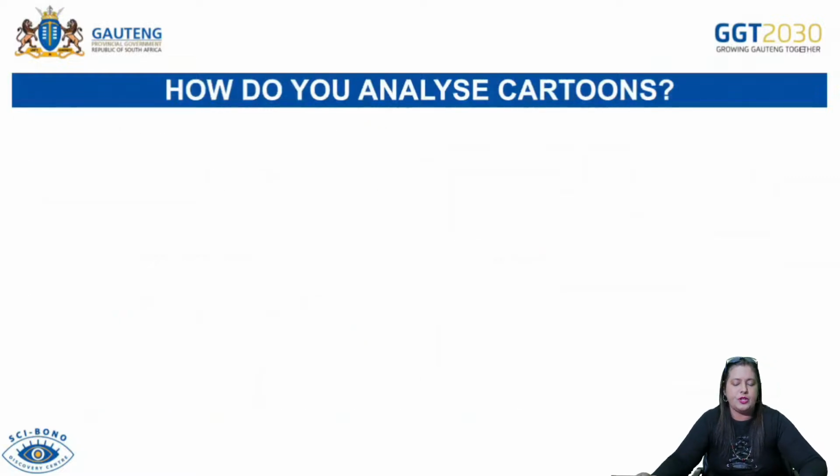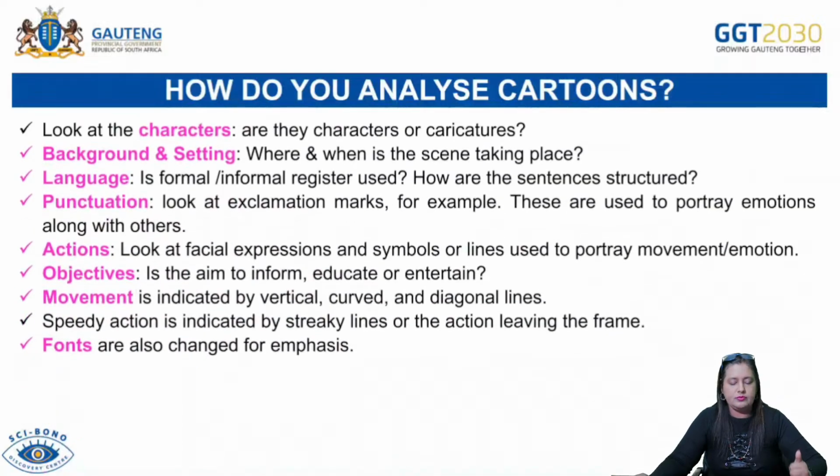So how do you analyze a cartoon? You look at the characters and whether they are fictional characters or caricatures. You look at the background and the setting: where and when is this particular scene taking place. You look at the language being used. Is there a formal or an informal register being used, for example? Are there short, simple sentences being used as opposed to long, drawn-out sentences? How are they structured? Because that would obviously showcase meaning.